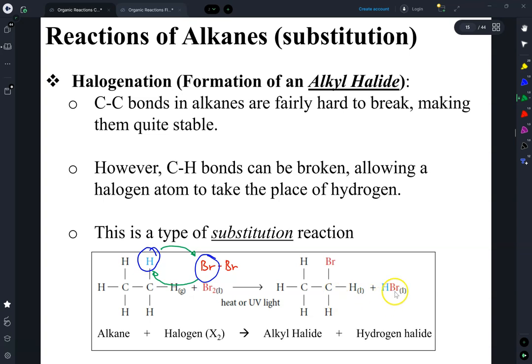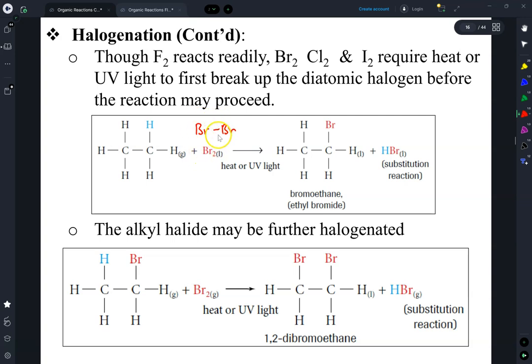In the process, a hydrogen halide is formed. In this case, it is hydrogen bromide. However, heat or UV light is required for this reaction to take place. If the halogens are in their diatomic form, they are too stable to react readily with the alkane. So we need heat or UV light to first break them up, making them monatomic and unstable. In this unstable state, they will readily swap places, allowing this substitution reaction to occur.